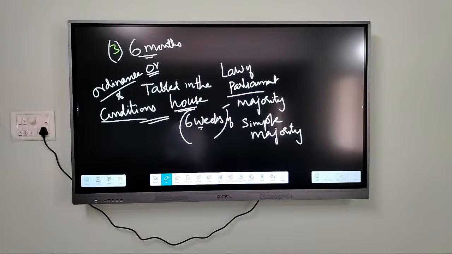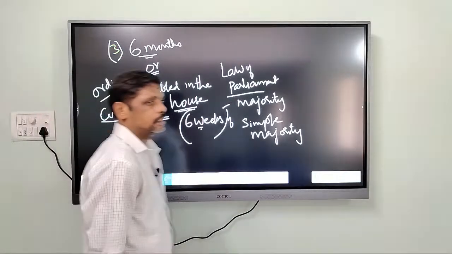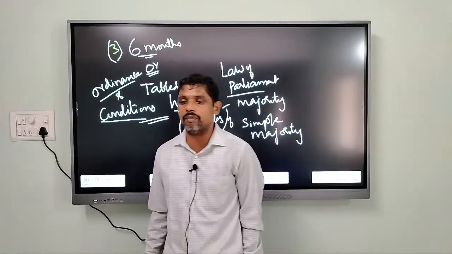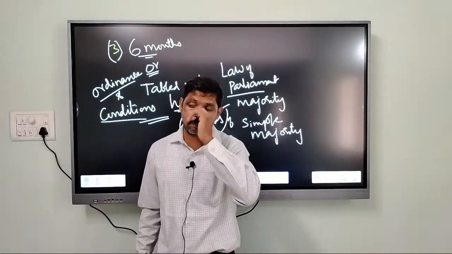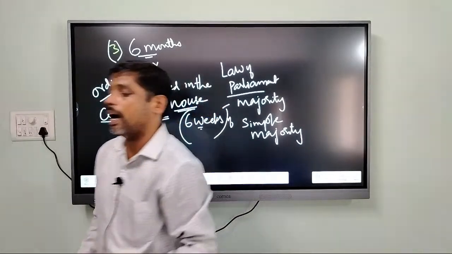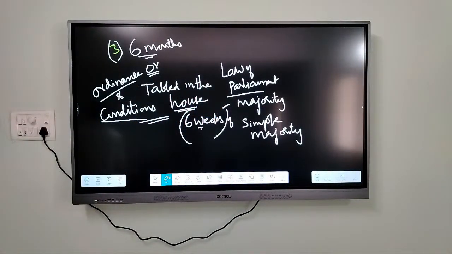Whether it is mandatory, so it is not mandatory. It is not always compulsory to pass the ordinance. Alright, so it is up to the parliament. It is up to the parliament either to pass the ordinance or simply reject the ordinance. The ordinance either can be passed or it can be rejected.